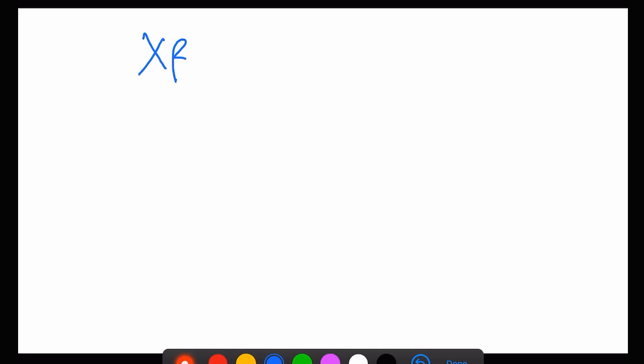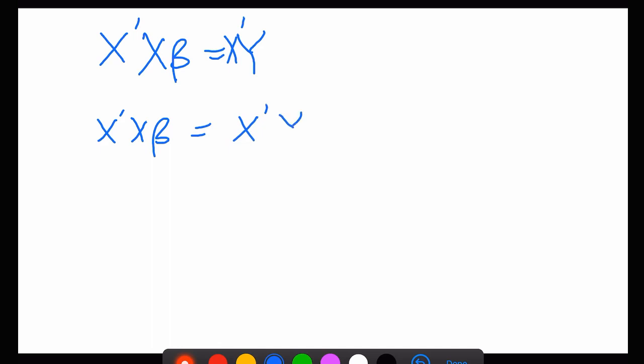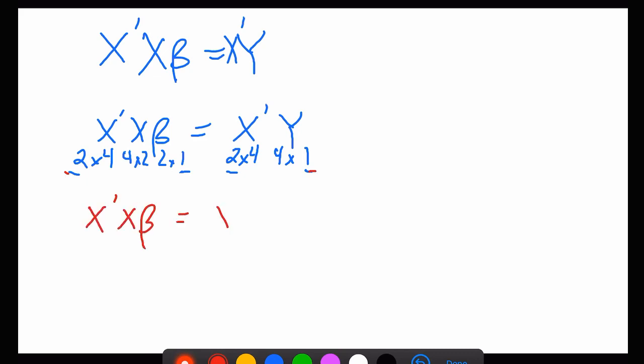So I've got x beta equals y. I need to get rid of this. So here's what I'm gonna do first. I'm gonna multiply both sides of my equation by x prime. So I've got x prime x beta equals x prime y. Can I do that? Well, this is a 4x2. That's a 2x1. This is a 2x4. That's a 2x4 by a 4x1. So that's a 2x1 and that's a 2x1. So I can do that. So I have x transpose x beta equals x transpose y.